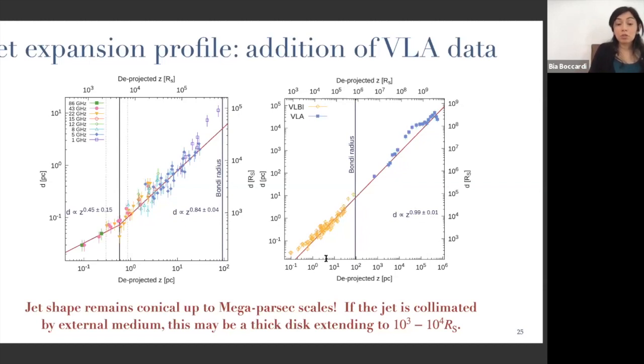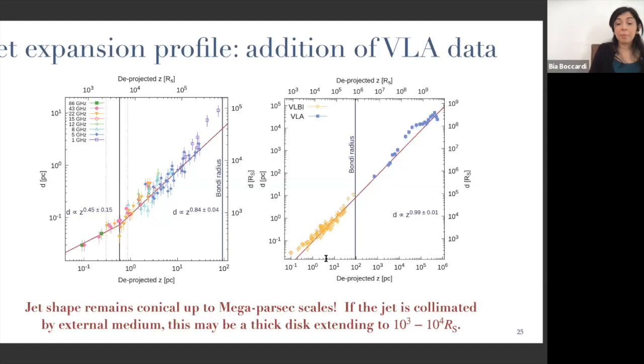So for this source, we propose that if the jet is confined actually by the external medium, which may not actually be the case, then this medium must be something that extends on much smaller scales. For instance, a thick hot disk, which is expected to exist in this source, of the type of, for instance, the advection dominated accretion flows, which are expected to extend on a scale of the order of 10^3 Schwarzschild radii.